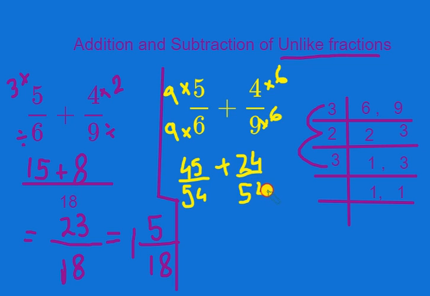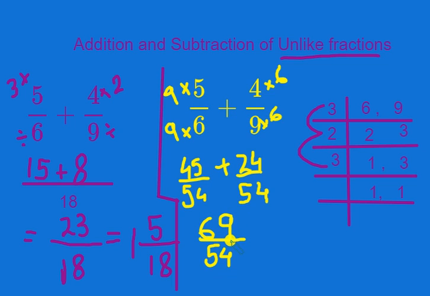So now we can observe that our denominators are the same. This was the purpose of using the method. So we will not add the denominators because we don't add them. We make them the same and choose one, the common one. We will add the numerators. When we add the numerators, 45 plus 24, it will give us 69.